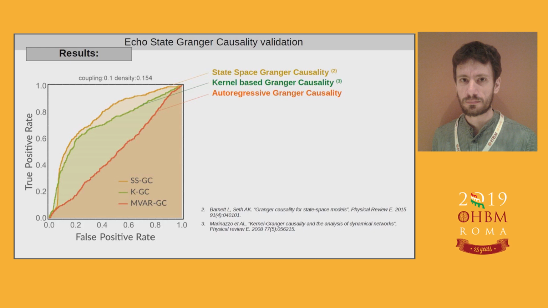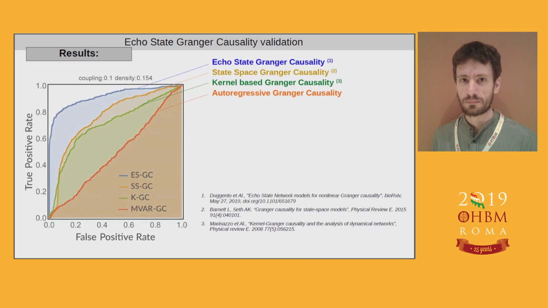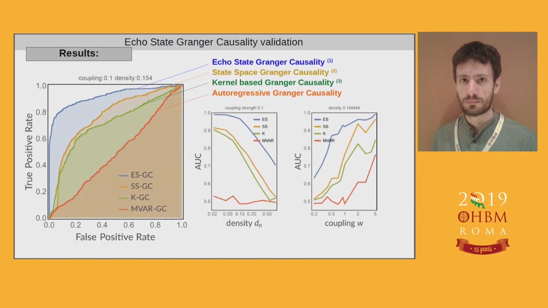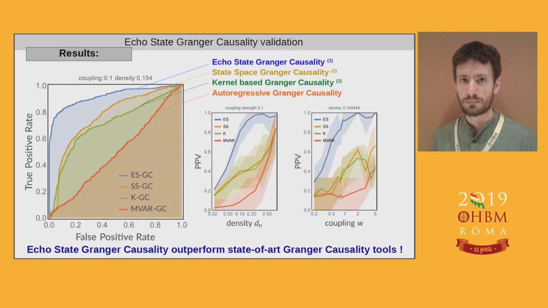And the area under the ROC curve is always marginally better regardless of the density of the network or the coupling strength of the network. So substantially, echo-state Granger causality vastly outperforms state-of-the-art Granger causality tools, even if you consider the positive predictive value of the 10% most connected links, you have a positive predictive value which is quickly squeezed against 1. So if you want to consider just the most obvious link that you get, most probably it is going to be a true positive.